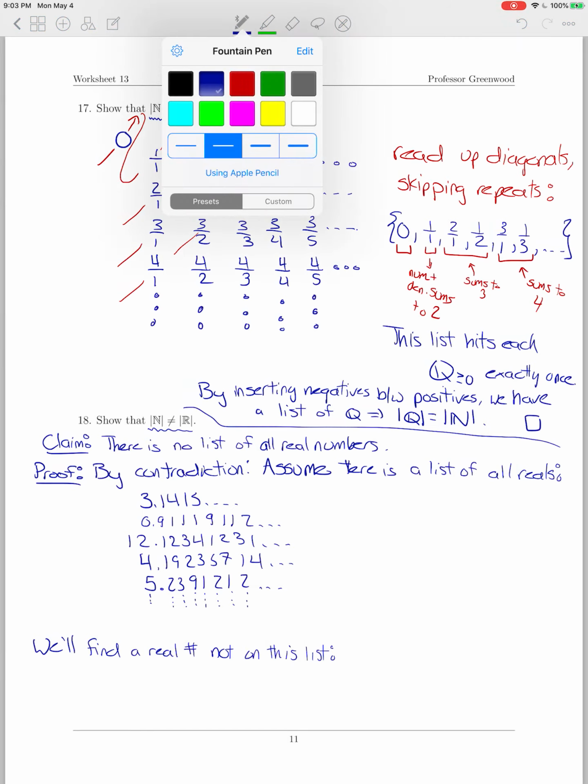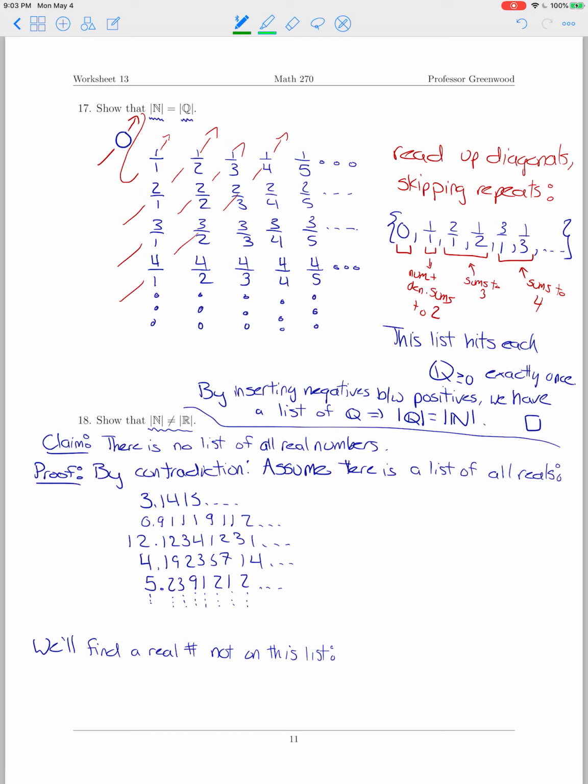And so in order to find a number that's not on my list, I'm going to start by circling the diagonal right here. And then I'm going to write down something that's related to this diagonal. So I'm going to trace the diagonal. And I'm going to write down a number 1 digit at a time that disagrees with the next number on the diagonal.